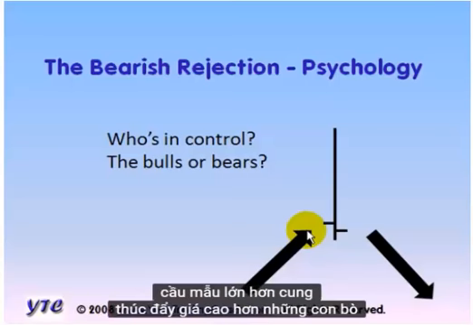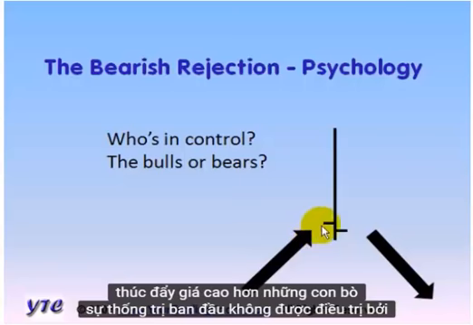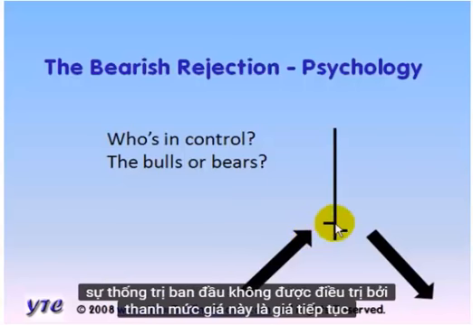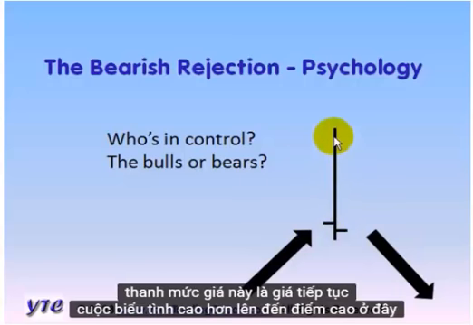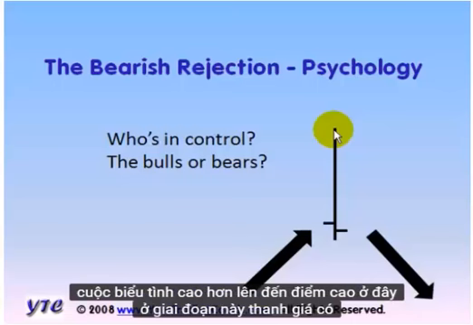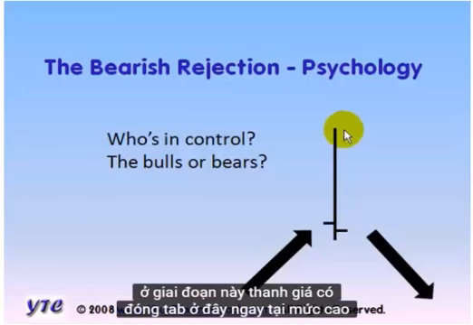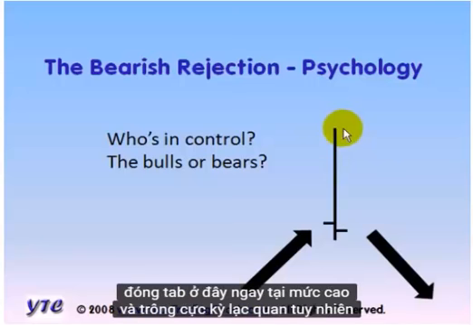Demand is greater than supply, driving the prices higher. The bull's dominance is initially unthreatened by this price bar as price continues to rally higher up to the high point here. At this stage, the price bar has the closing tab up here right at the highs and looks incredibly bullish.